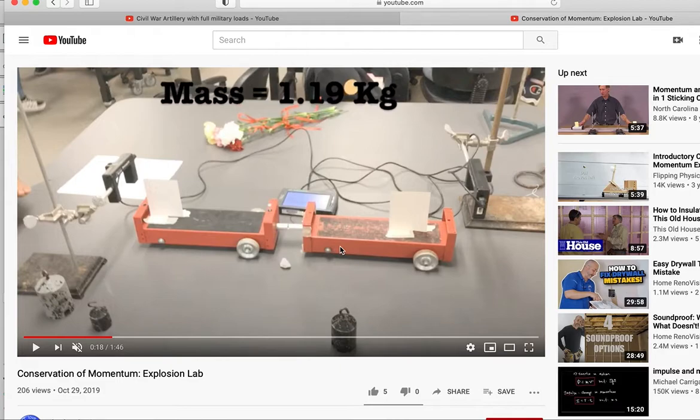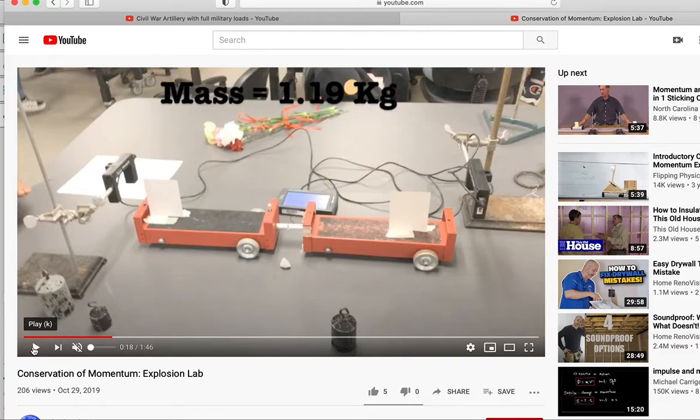Can someone tell me what the momentum of the cart on the left is? All right, it's zero. That's right. And the cart on the right is also zero. So neither cart is moving, so neither one can have momentum, right? Momentum is mass times velocity. So the momentum of cart one plus cart two at this point would be zero.